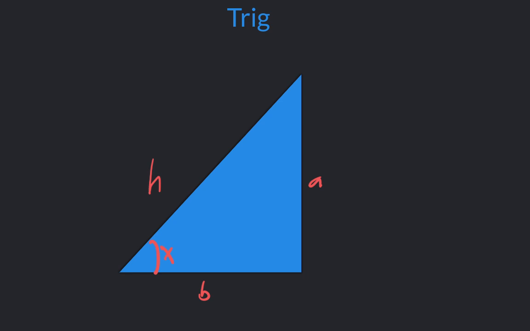So the angle right here is a perfectly nice and neat 45-degree angle, a 45, 45, 90 triangle. If we make all these equal, A is equal to B, but not equal to H. A squared plus B squared is equal to H squared. This is always true for a right triangle.